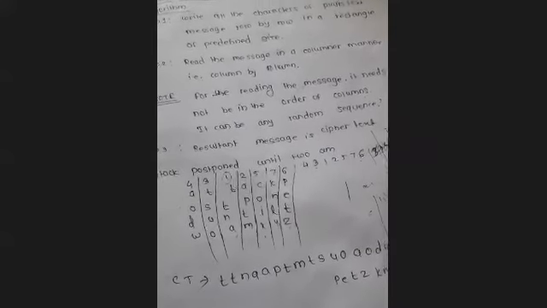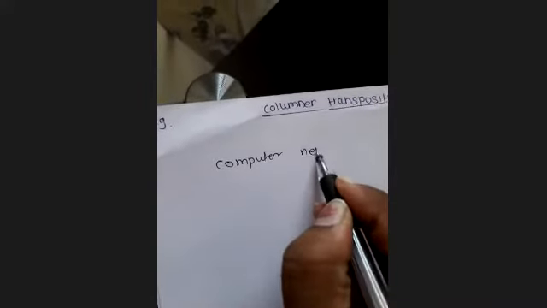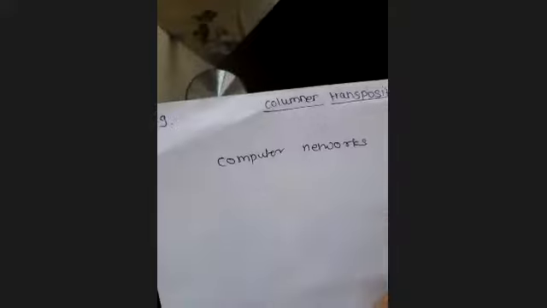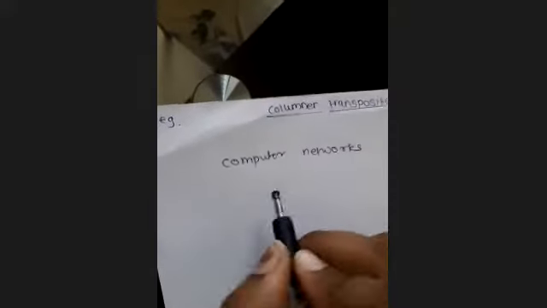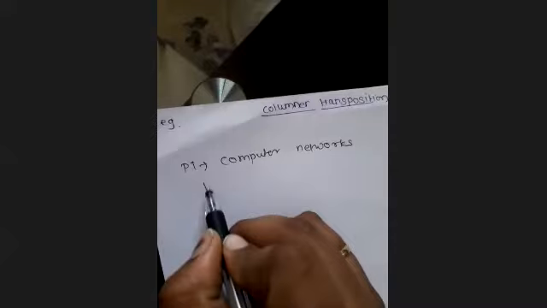Clear? Yes, ma'am. Okay. Then solve this example. If it is clear, then solve this one. Computer networks. And this is our plain text. And the key given here is?